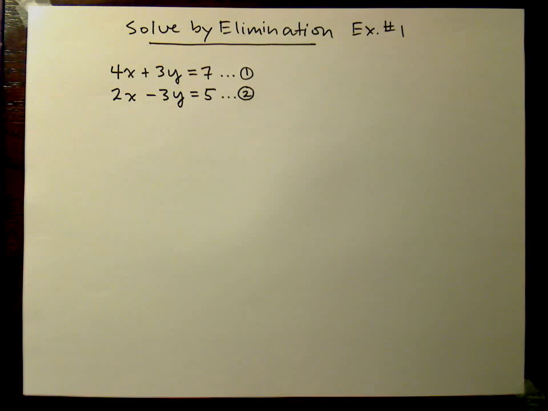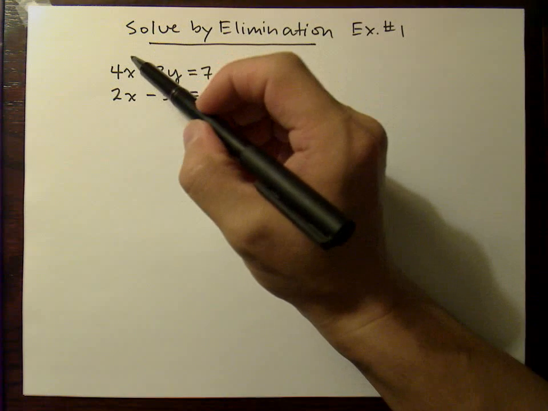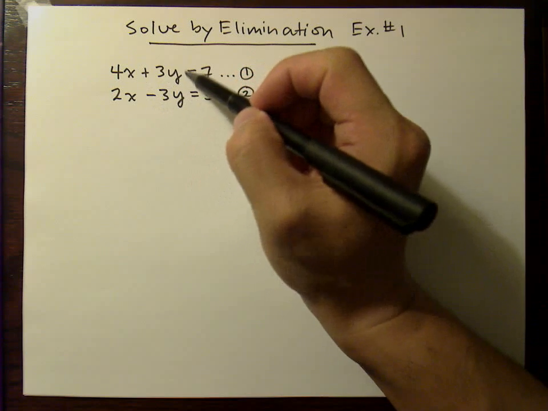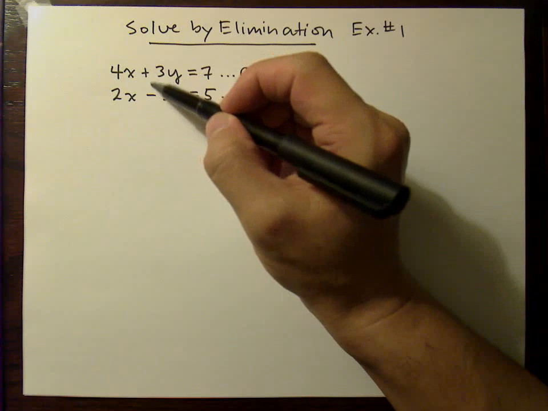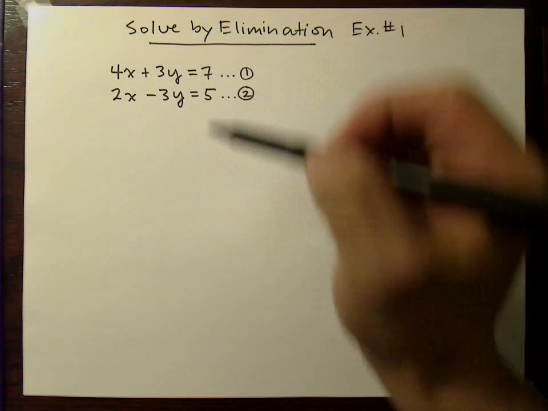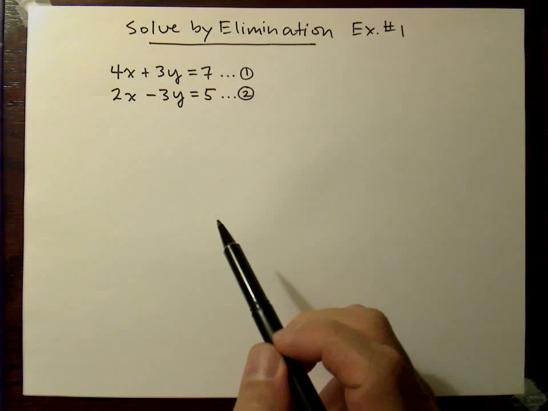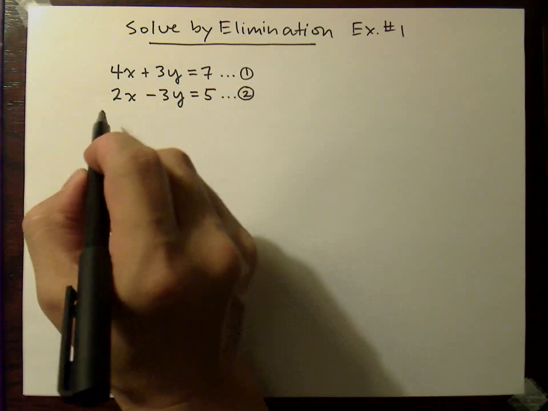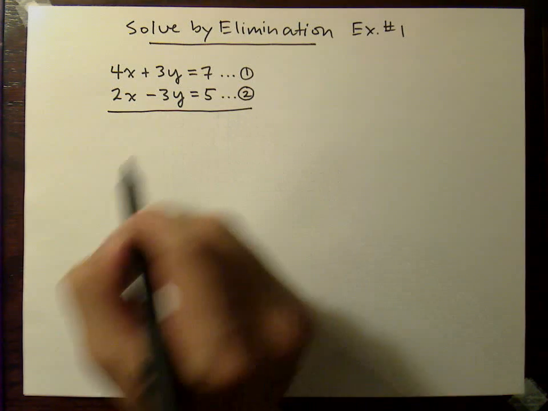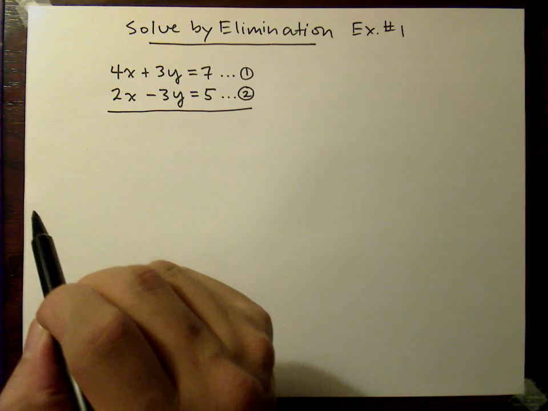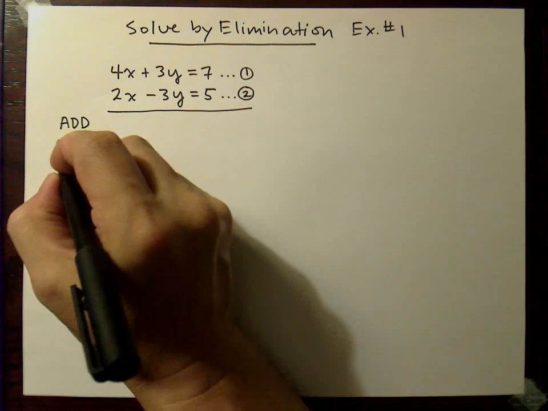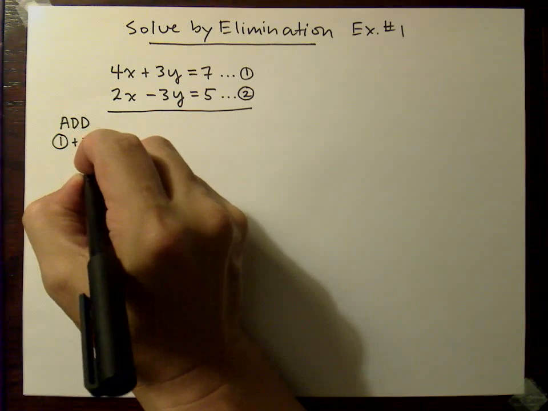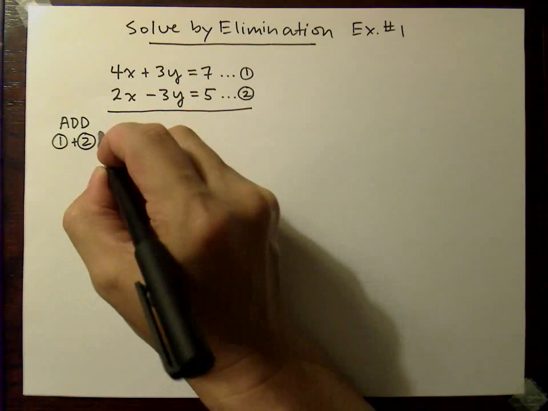Next we look at the x term and the y term, and what we notice is the y terms have the exact same coefficients except opposite signs, and that tips you off right away that what we can do is something very simple. I'm going to draw a line underneath here because we're actually going to add the equations. We're going to be adding 1 to 2.